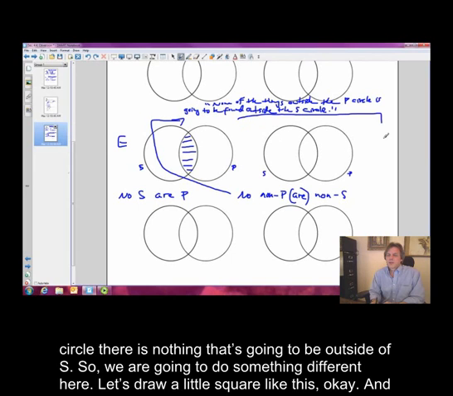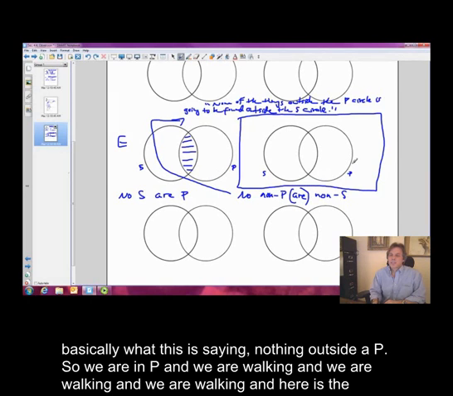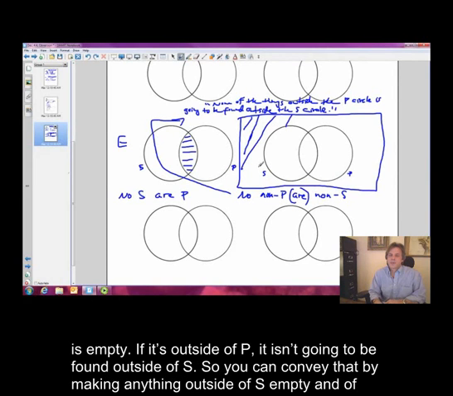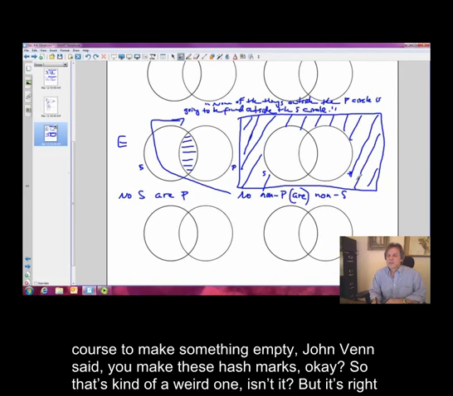So we're going to do something different here. Let's draw a little square like this, okay? And basically what this is saying, nothing outside of P. So we're in P, we're walking, and we're walking, and we're walking, and here's the border of P. We're out of P now, and it's saying nothing outside of P is going to be found outside the S circle. So this means all of this is empty. If it's outside of P, it ain't going to be found outside of S. So you can convey that by making anything outside of S empty. And of course, to make something empty, John Venn said, you make these hash marks.